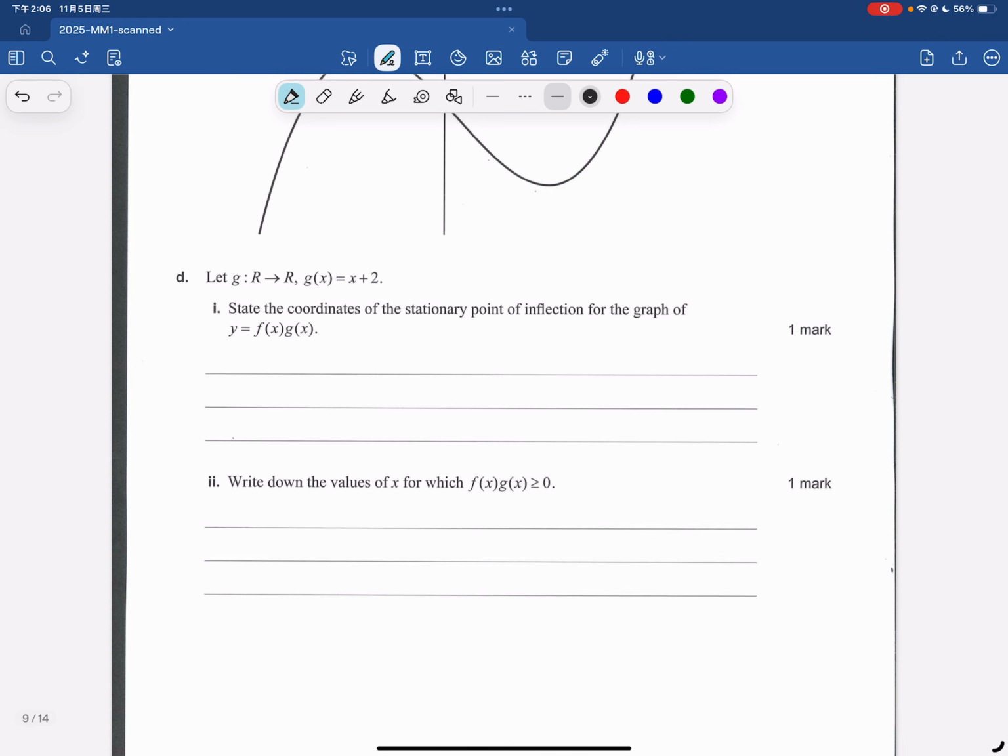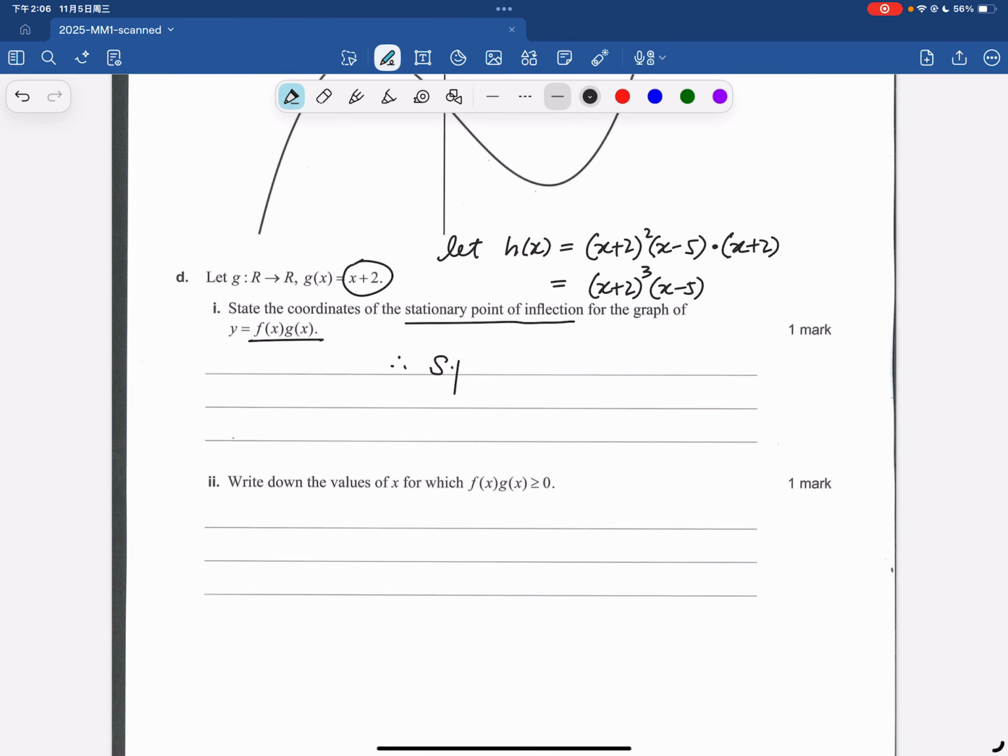Okay, g of x is x plus 2. State the coordinates of the stationary point of inflection for the graph of f of x times g of x. So we let h of x equal f of x, which is (x plus 2) squared times (x minus 5), times g of x, which is a linear function x plus 2. So you can bring x plus 2 together, and you get (x plus 2) to the power 3, a triple factor, times (x minus 5). Therefore, the stationary point of inflection is (minus 2, 0).